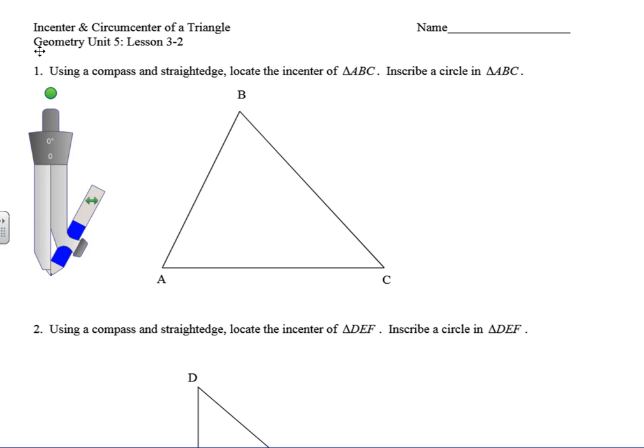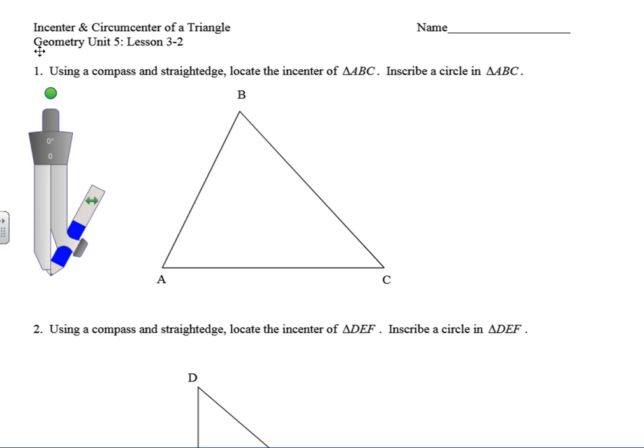We're going to look at incenter and circumcenter of a triangle today, and we're going to construct them. These are items that we talked about in the last lesson. So using a compass and a straight edge, locate the incenter of triangle ABC.